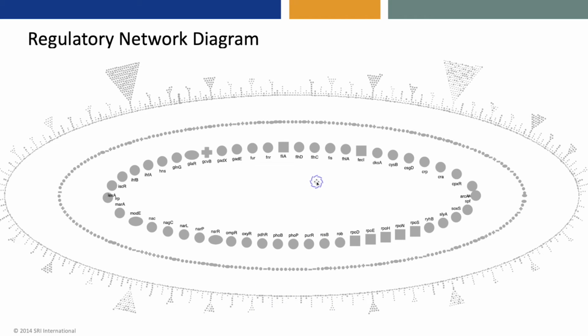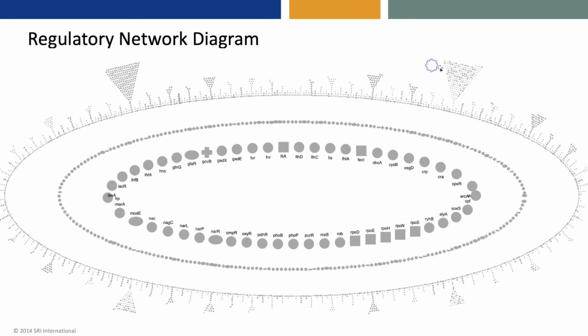The inner ellipse depicts the global regulators in this organism, transcriptional regulators and small RNAs, and the middle ring depicts other regulators. The outer ring depicts genes that are not regulators, and we've clustered together all genes that are regulated by the same set of regulators, shown in one of these clusters.